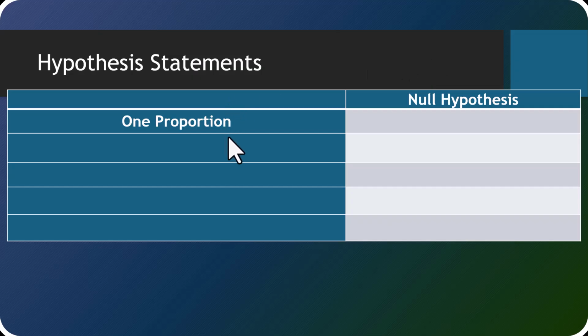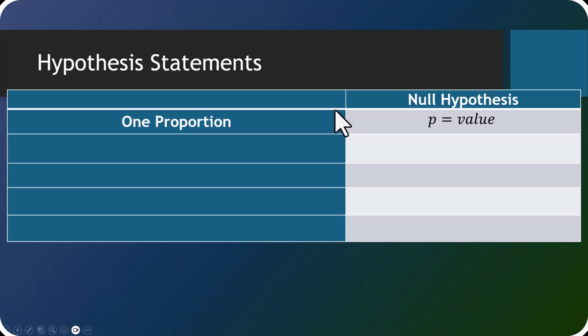Let's review the hypothesis statements associated with each of the 5 types of hypothesis tests. If we have 1 proportion, what is our null hypothesis? Pause this video, jot down your answer or have it in your head, and then unpause that to see if you're correct as we go through this table. So the null hypothesis for a 1 proportion hypothesis test is P is equal to some value, which will be provided in the problem.